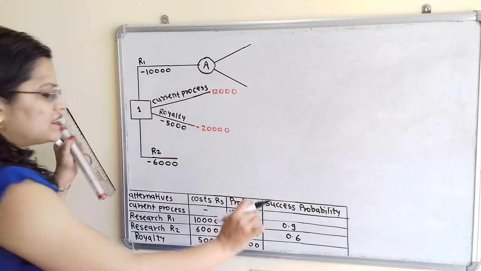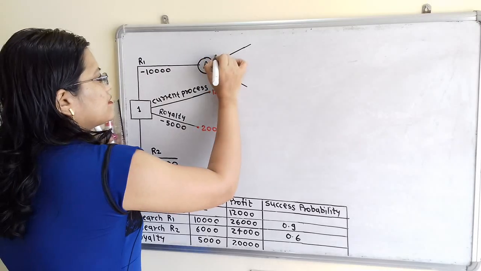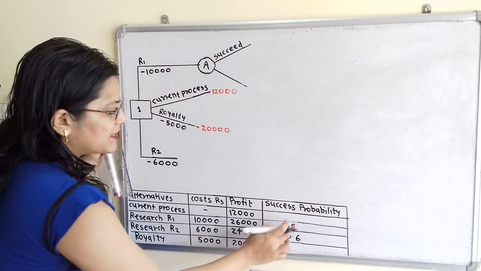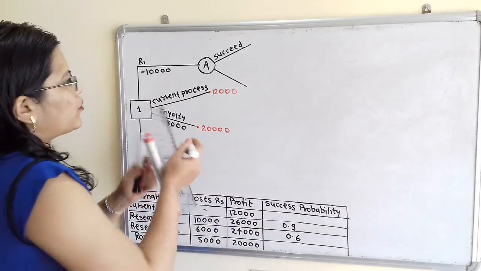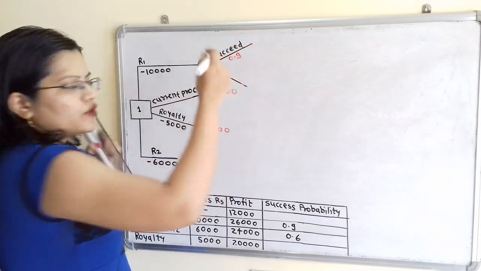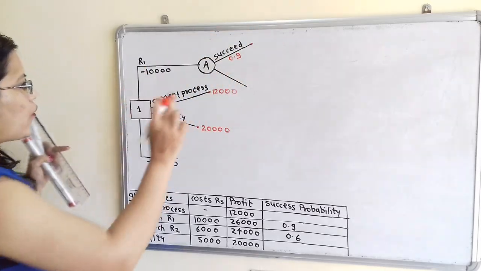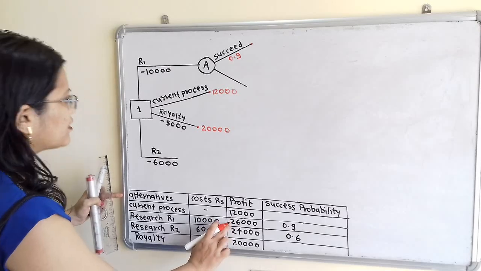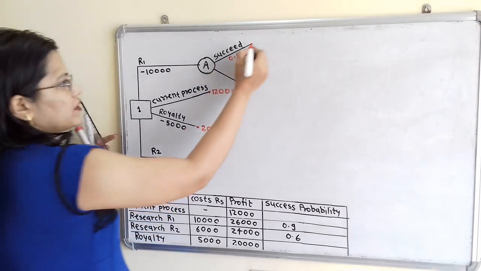Now the first chance is that this research R1 will succeed, so I will write here succeed. For this success, probability is 0.9, so we have to show the probability 0.9, and if it succeeds, then there is no other decision. So here we have to mention the outcome. What is the outcome of success of R1? We have to write it as a profit. So profit is 26,000, that we have to mention.